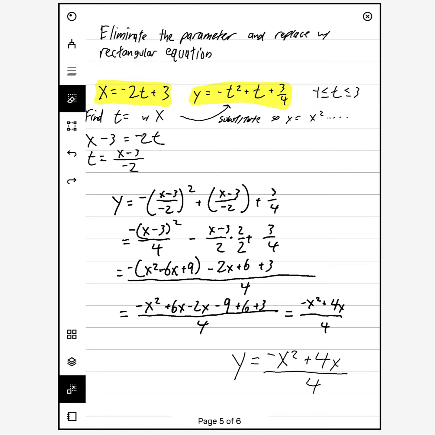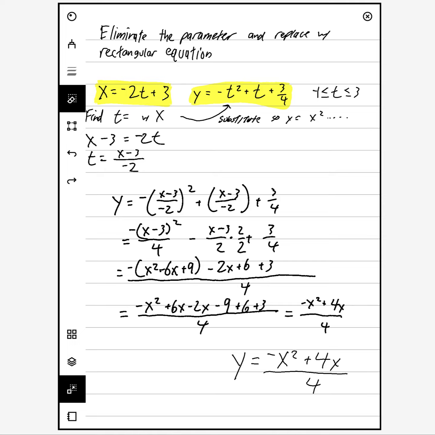Okay, so the basic idea with this is that we're going to eliminate the parameter and replace it with a rectangular equation. So the two equations that we're starting with are x is equal to negative 2t plus 3, and then y is equal to negative t squared plus t plus 3/4. And then we're given this parameter from negative 1 to 3. So that's telling us that when we're talking about these equations in terms of t, or time, we're talking about it between time negative 1 and 3.